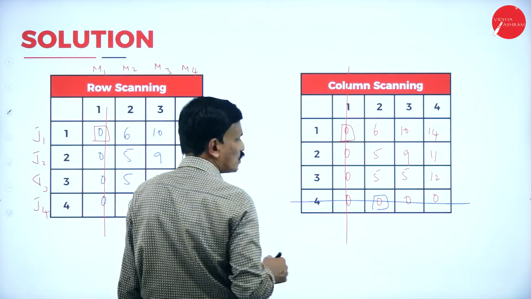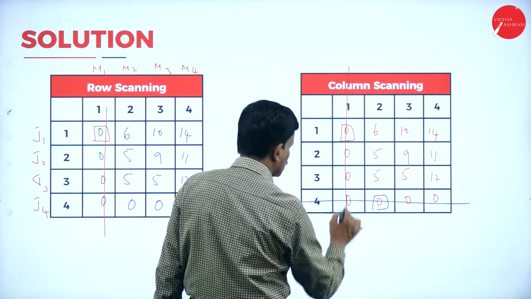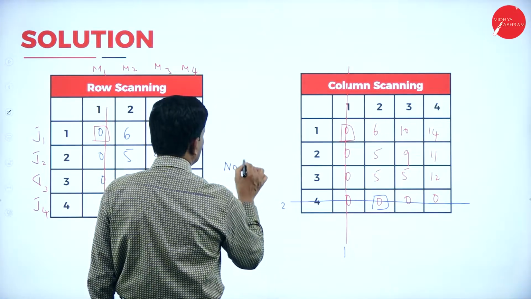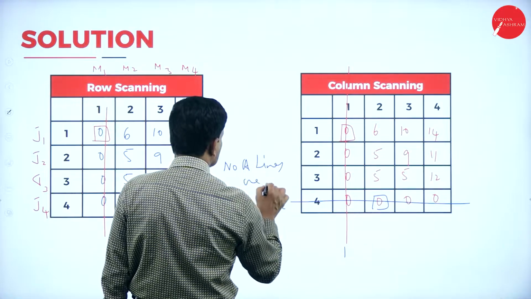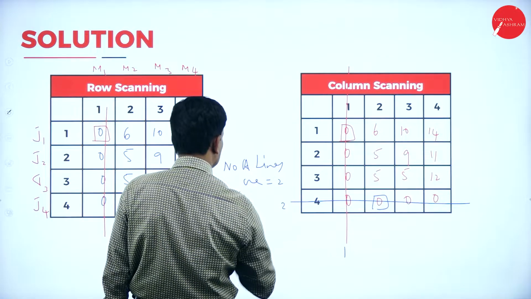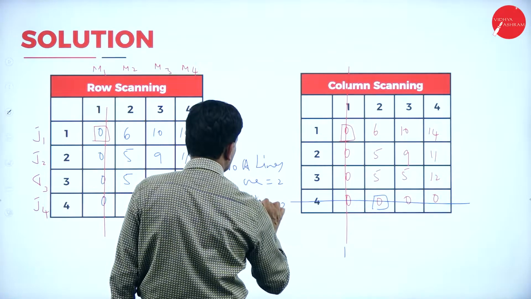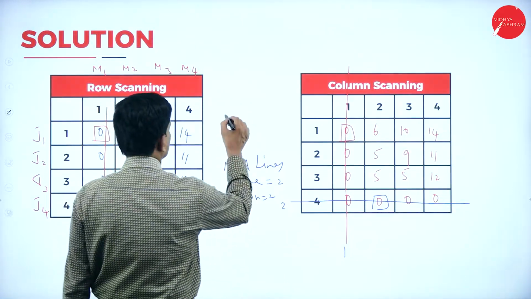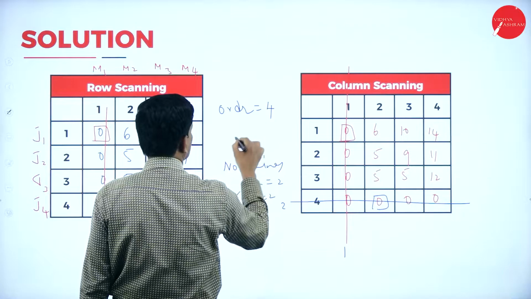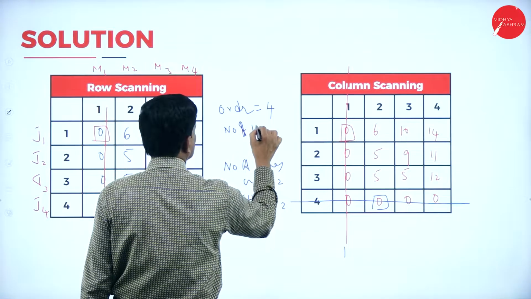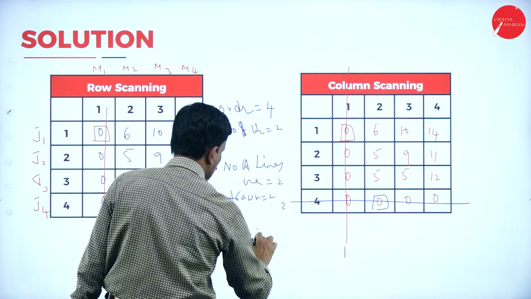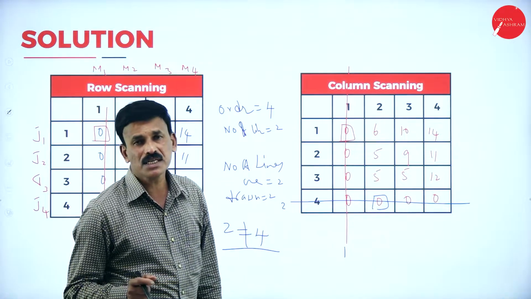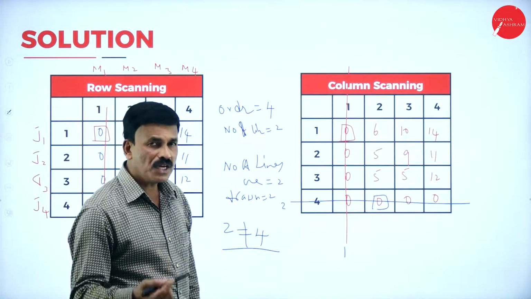Now identify the number of lines drawn. This is the first line and this is the second line. So the number of lines drawn is 2. Now here the order is equal to 4. Since the order is 4 and the number of lines is 2, therefore 2 is not equal to 4. Since the order is not equal to the number of lines we have drawn, we have to go for the next step.